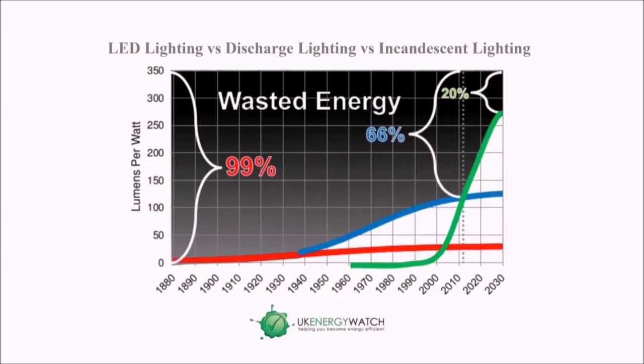So as you can see, if we compare LED lighting now back to the original incandescent light bulb, back then we were wasting 99% of its energy on heat. And as LEDs develop, at the moment about 20% of the energy is being wasted, as opposed to 99% just over 100 years ago. And the efficiency is improving all the time.